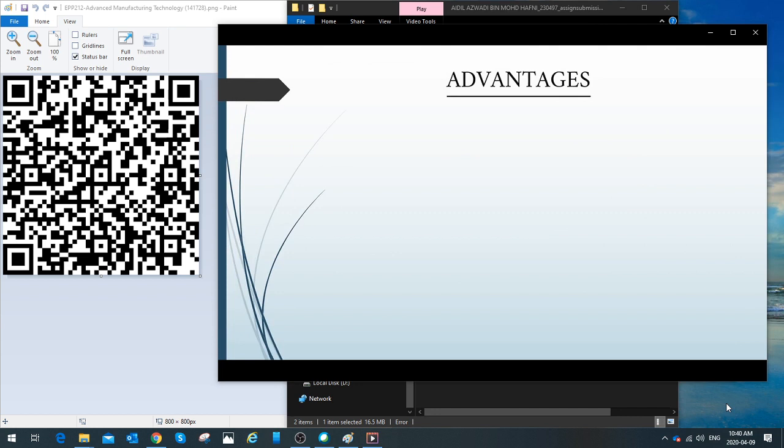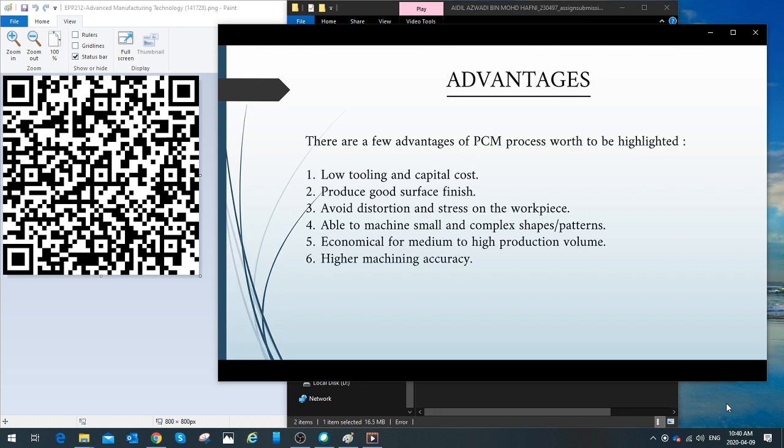Now we go on to the advantages of photochemical machining. There are a few advantages of photochemical machining process. First, low tooling and capital costs, as you won't have toolware issues and so on. Secondly, it will produce a good surface finish. Thirdly, it can avoid stress on the workpiece as no force is used during the material removal process.